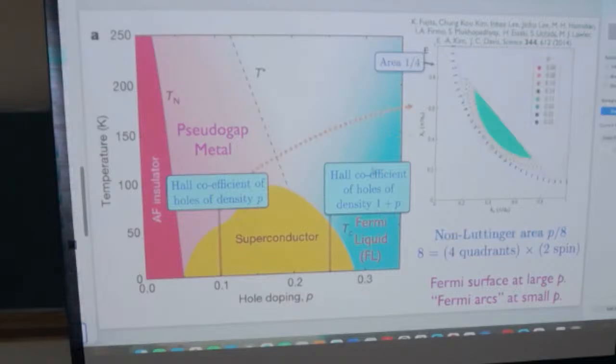And at low doping, just boldly, the authors of this paper said, well, we only need to count the crescent, but didn't give any explanation why. And the area of this should then be P over 8, and that also works out.